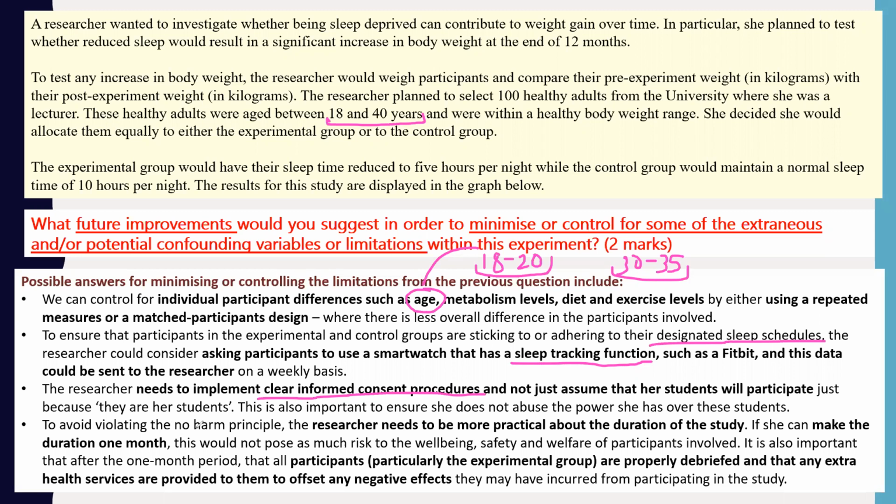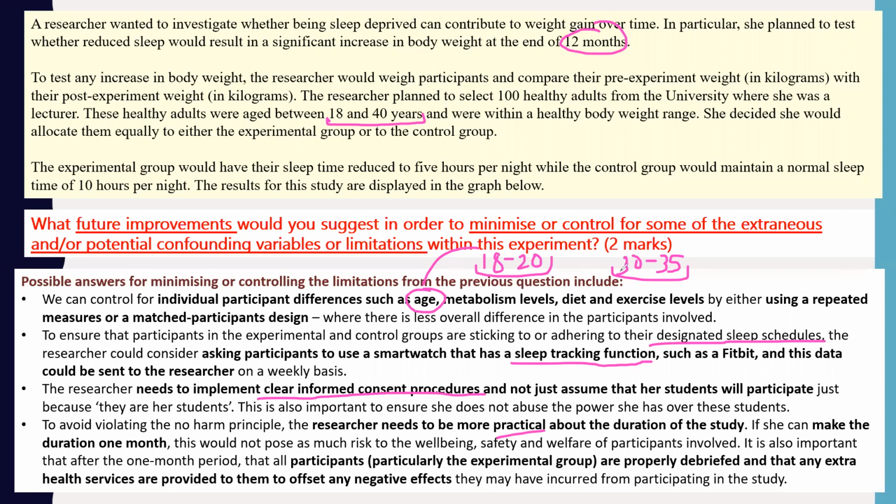Okay, to avoid violating the no harm principle, the researcher can make the study not last for 12 months, but maybe only last for about a month or two. Like that would be more practical in terms of a time commitment, and there'd be less risk of people actually dropping out of the study or people actually experiencing physical or psychological harm from the study as a result of that. Okay, so these are just some suggestions, and you could have had different suggestions there. But these are some suggestions.